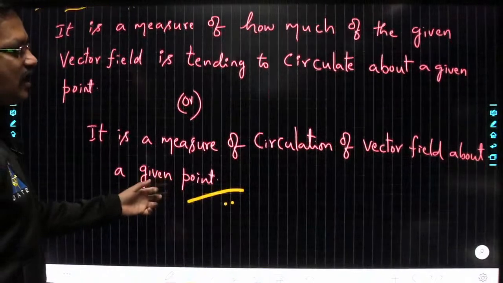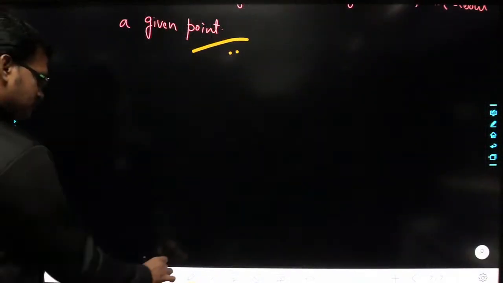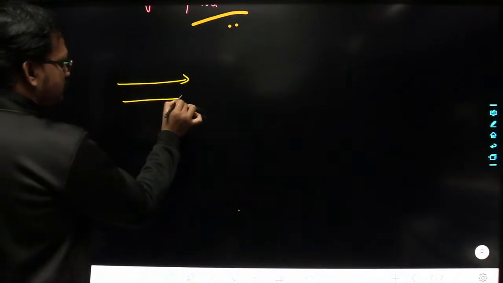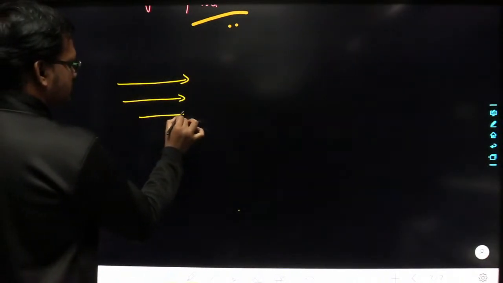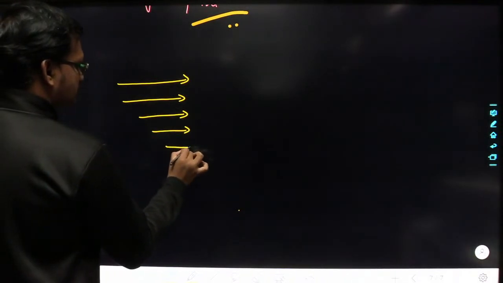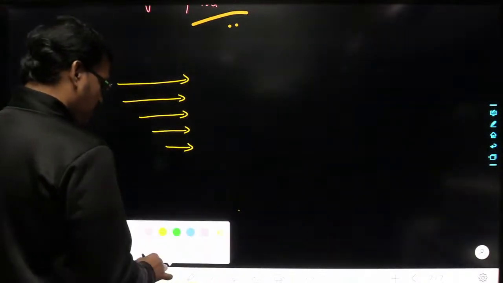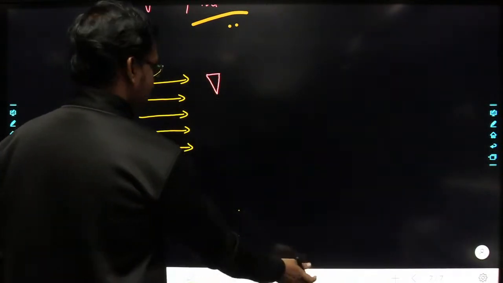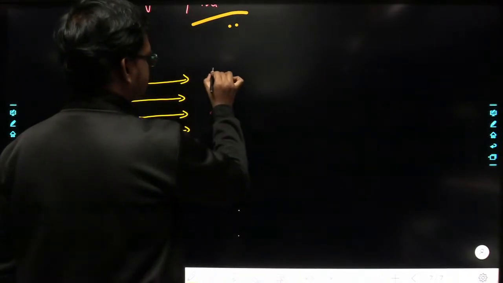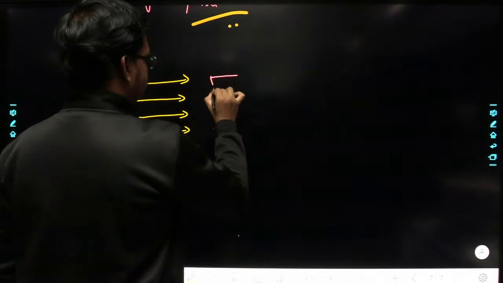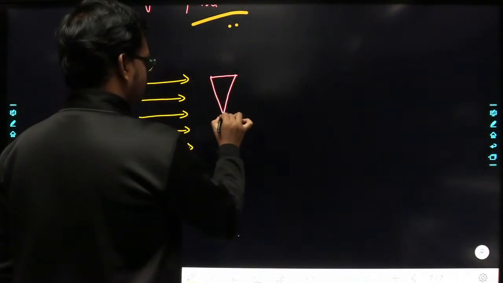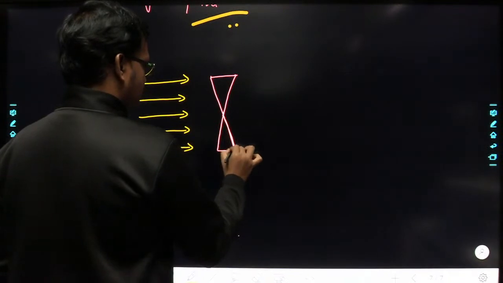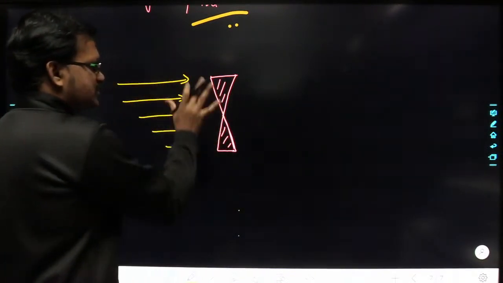So that means, see here, I will give one example here. If suppose you are having some vector field like this. Now here in this vector field I have placed an object like this, okay, so I have placed some object like this in this field.